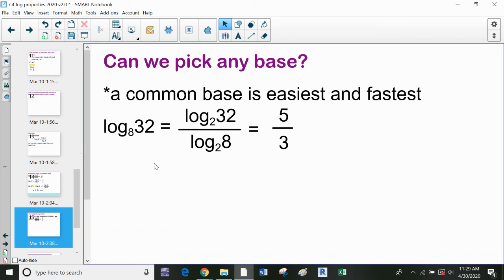Okay, now can you pick any base you want? Well, yes and no. A common base is easiest and the fastest by far. So here's another example that uses a common base. I have log base 8 of 32.